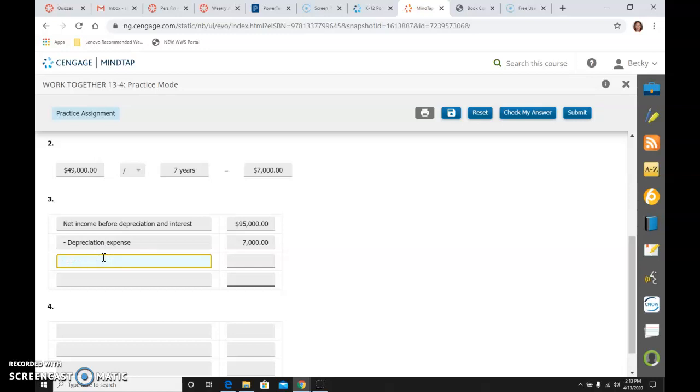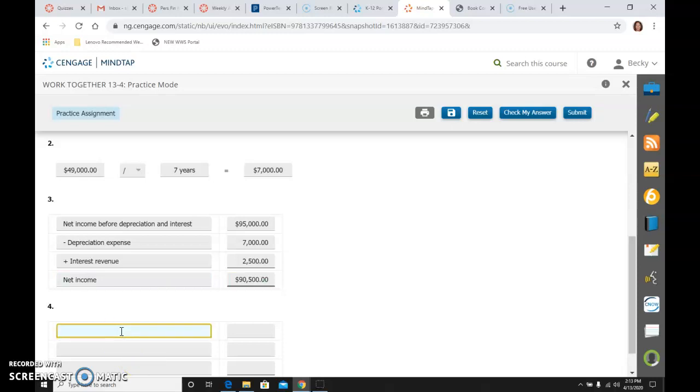And then we'll add the interest revenue, because for book purposes we earned it and we record it: $2,500, it told us, to get what our net income is. If we do that, we would get $90,500. So that is our book income, our net income.